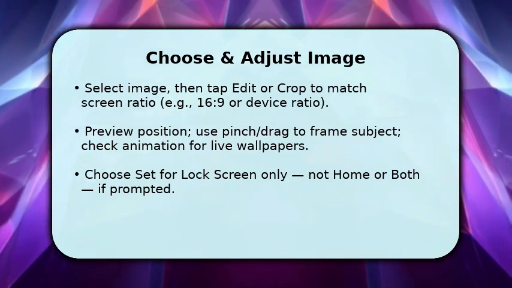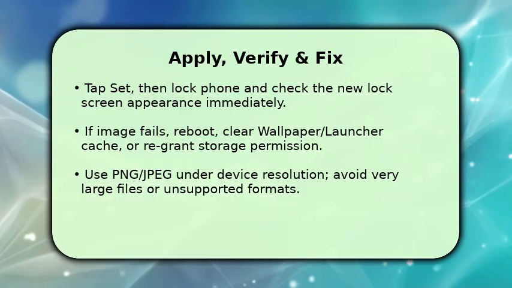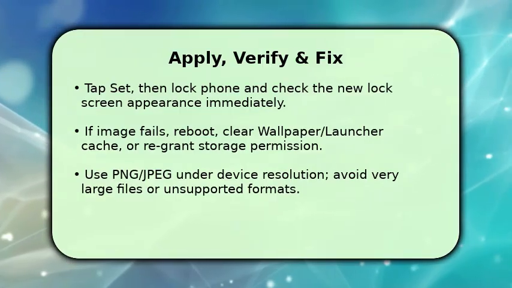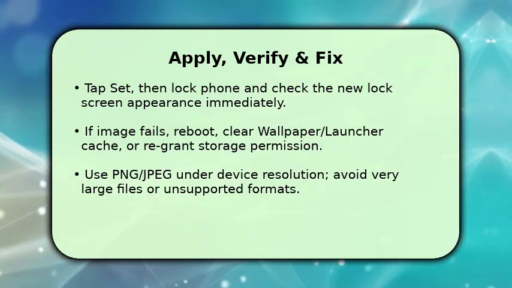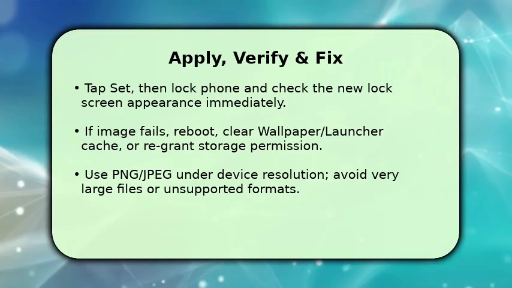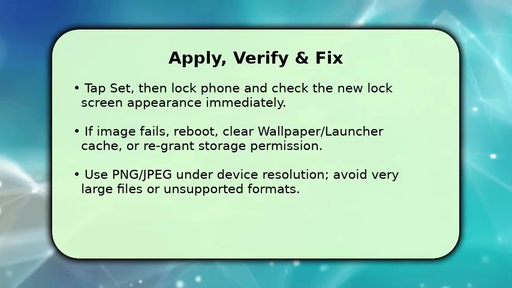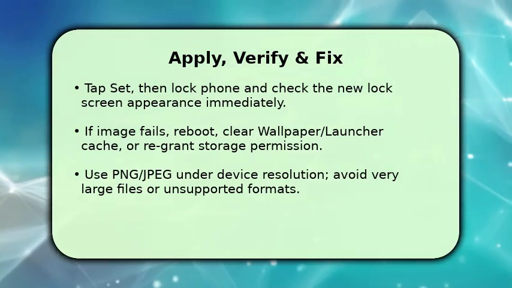You finish by applying and verifying the change right away. Tap Set, lock the phone, and wake it to inspect the lock screen. If it doesn't update, don't panic, reboot first, then clear the wallpaper or System UI cache and settings, right arrow, apps, and confirm storage permissions for the gallery.